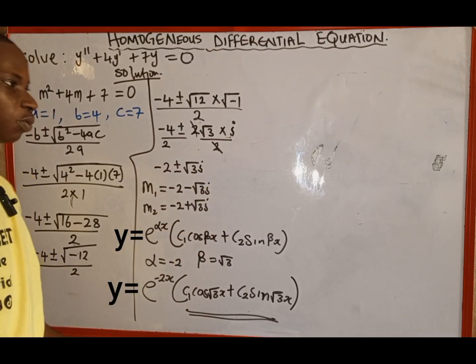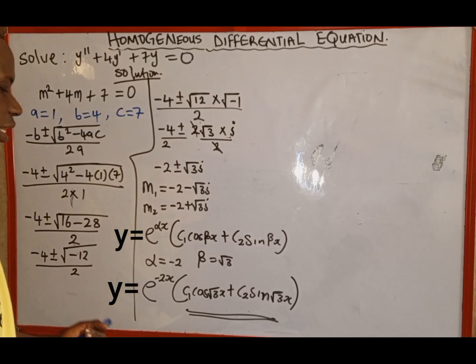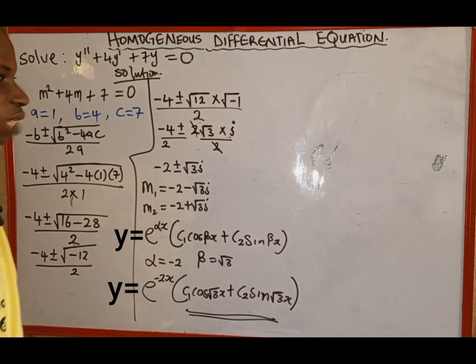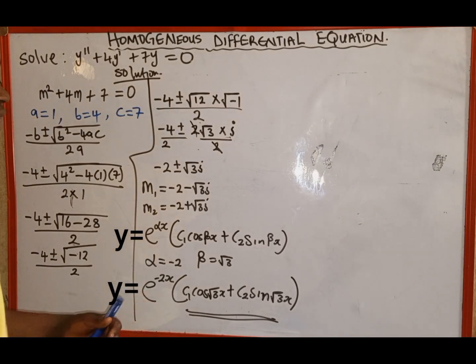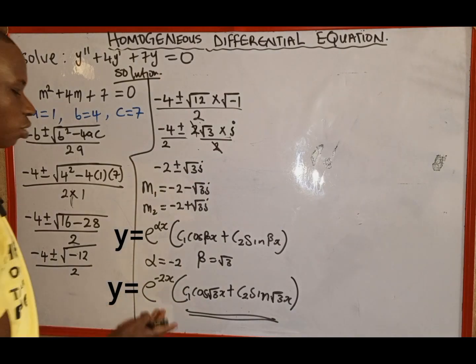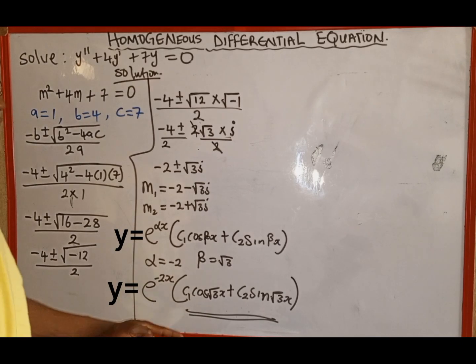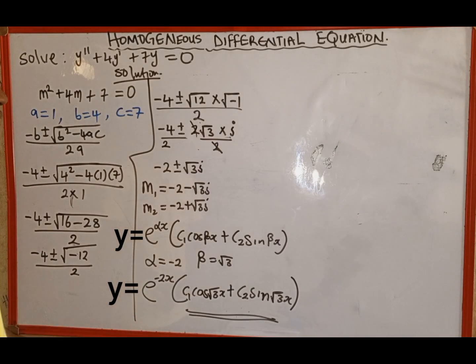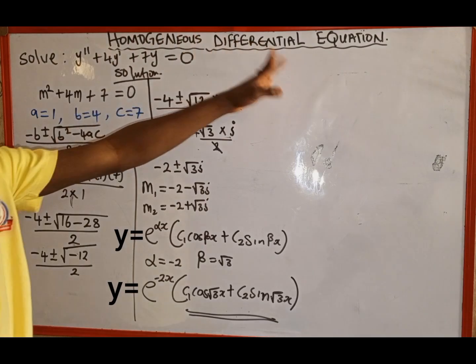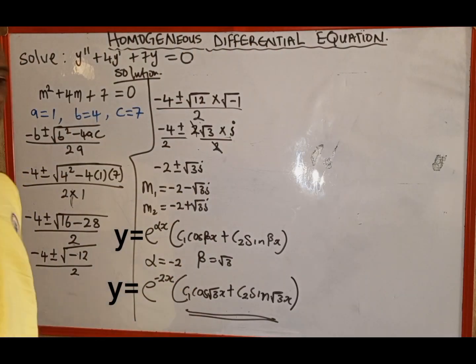So in our last class, we showed how to write the general solution when the roots are equal, and when the roots are not equal. Today we also learned how to write the general solution when the roots are complex numbers. In our next class, we are going to discuss more examples about homogeneous differential equations, before we go to non-homogeneous differential equations.